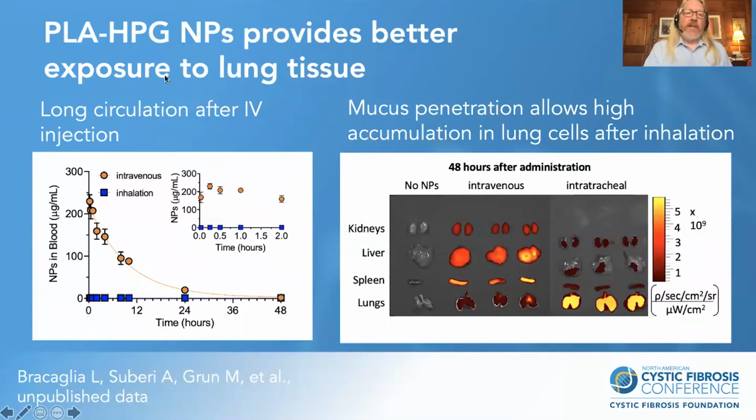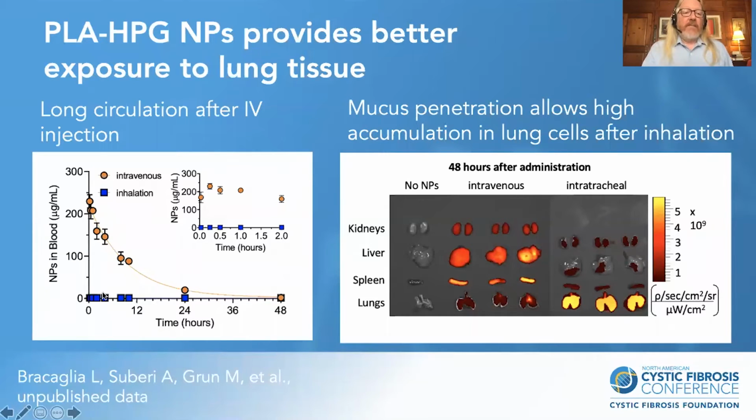PLA-HPG nanoparticles provide several potential advantages. One is that if you inject it intravenously, it circulates for a much longer time than PLGA alone. Here it shows a half-life of almost 10 hours of circulation. And so this would allow it to circulate a long time in the body, reach the lungs, and potentially other organs as well.